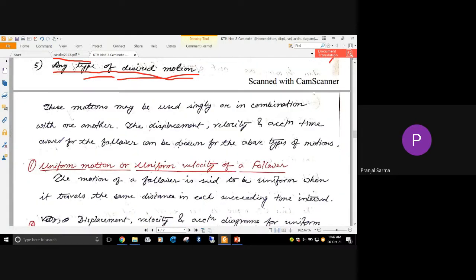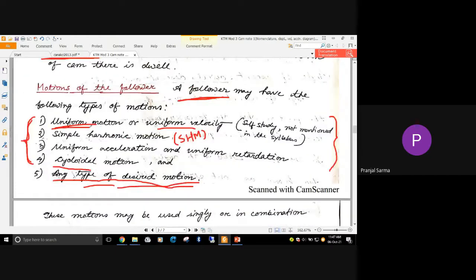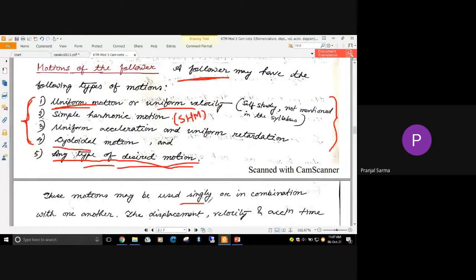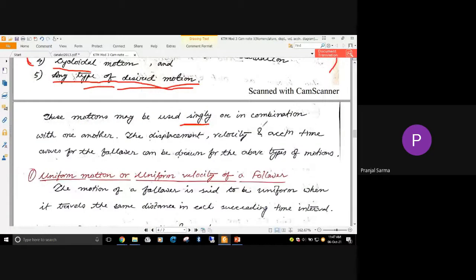Apart from that, these standard motions or any kind of desired motion we have been talking about can be utilized singly. That means throughout the whole operation, it can have only one of these motions. Suppose SHM: throughout the operation it works in SHM. Or you can also have a combination of them with one another. Suppose the ascent stroke is accomplished with SHM, and the descent stroke with uniform acceleration. That is also possible.